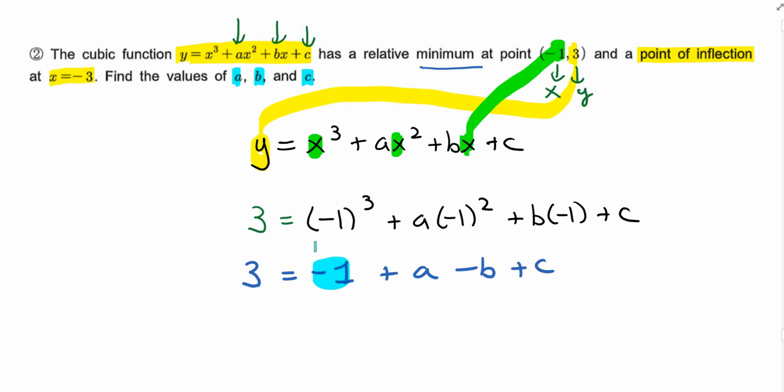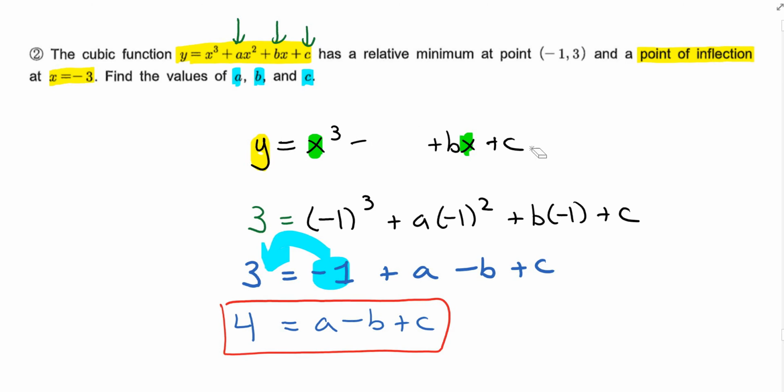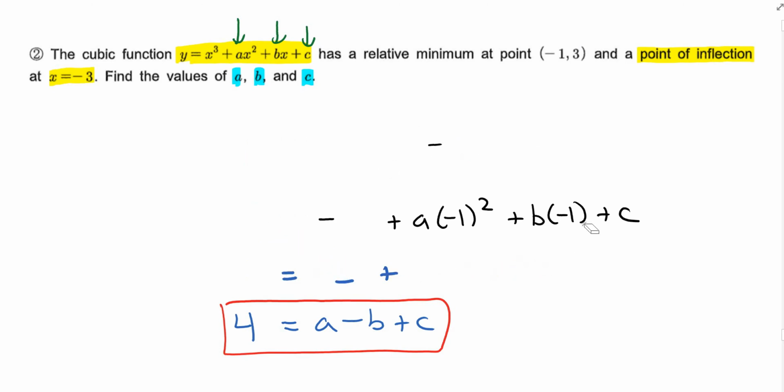If I take this -1 and move that to the other side, that's going to become positive. So 3 plus 1 is going to be 4. So 4 equals a minus b plus c. After that, I'm going to box that equation because I will probably need it for my next step. Okay, so let me just erase all this, and let's continue on and analyze the problem here.